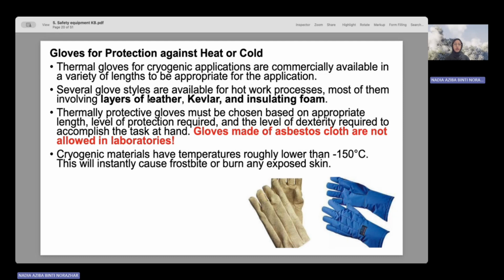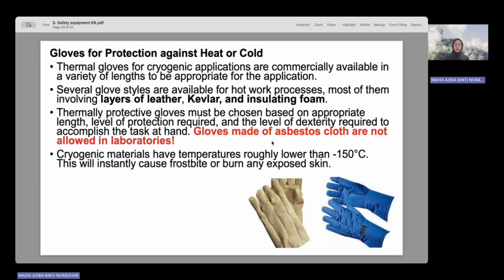So there are several glove styles available for hot work processes, and most of them involve layers of leather, Kevlar, and insulating foam. These are the types of glove material that is used for protection against heat or cold. Then the thermally protective glove must be chosen based on appropriate length, level of protection required, and the level of dexterity required to accomplish the task at hand.